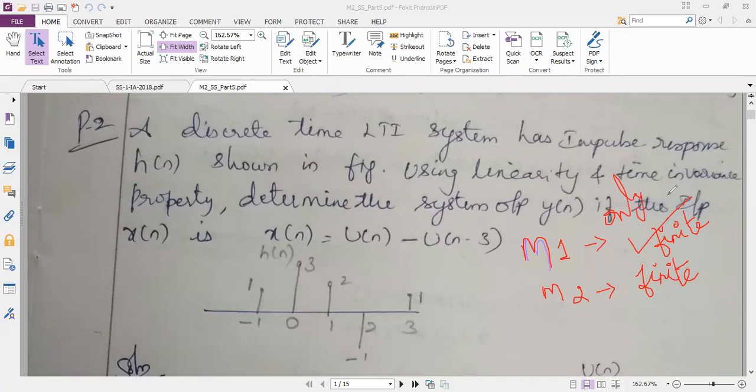Only for finite inputs. Method 1 can be used only for finite input, which is very, very important. That means if inputs are not finite, if it is infinite, 100% I cannot use method 1. But method 2, I can use it for finite input as well as for infinite inputs.